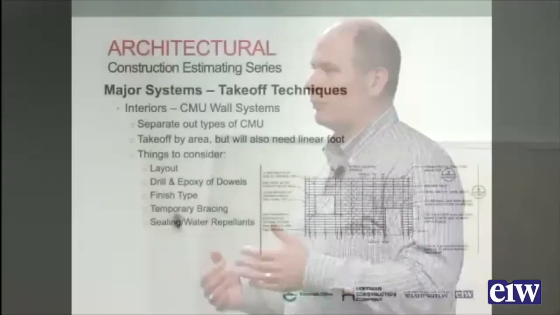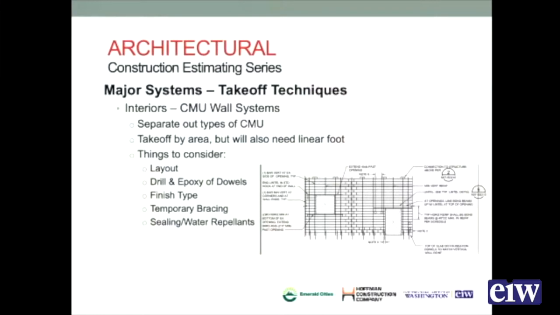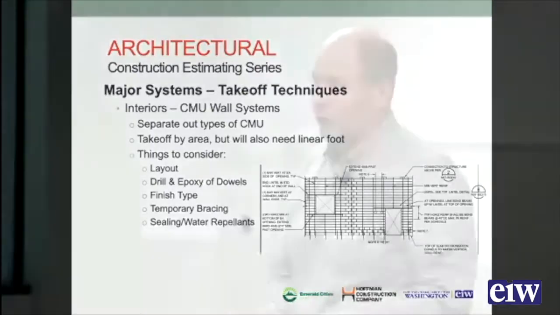You also need to understand the temporary systems that go along with a CMU wall. You may need to include scaffolding if the wall is tall enough. You may need temporary bracing while the wall gets stabilized. You also need to understand if there needs to be a sealer or a water repellent or an anti-graffiti coating attached to it. And is that in the mason scope or is that in the painter scope? It can go both ways.